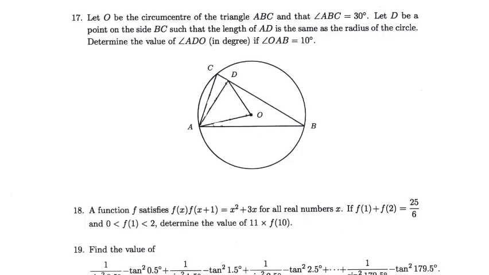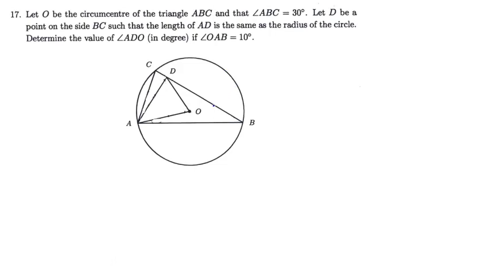SMO 2021 senior section first round, problem number 17. Let O be the circumcenter of the triangle ABC. Let me write it in another place. Okay, and angle ABC is 30, so this angle equals 30.